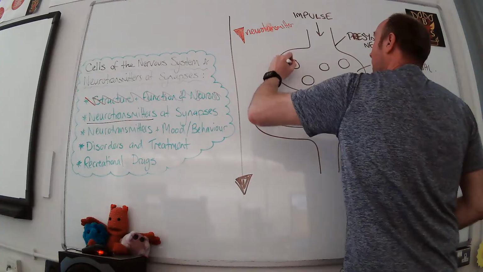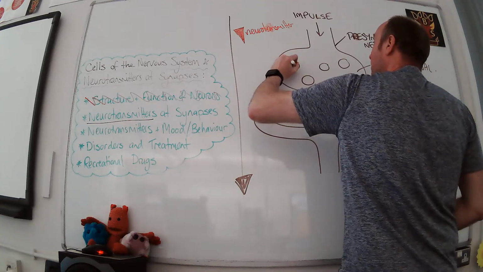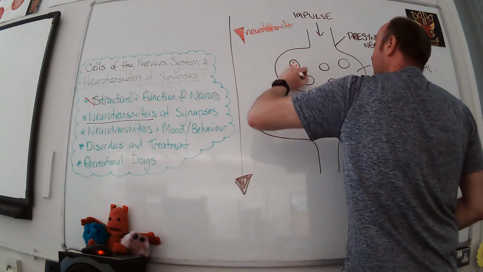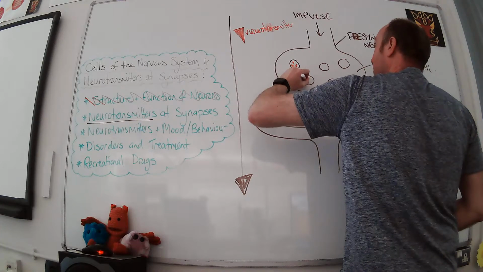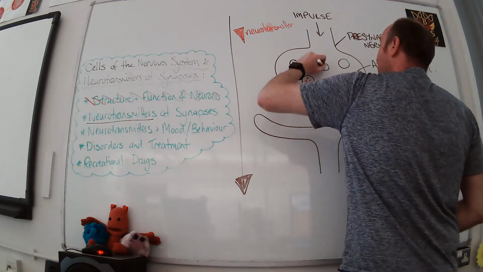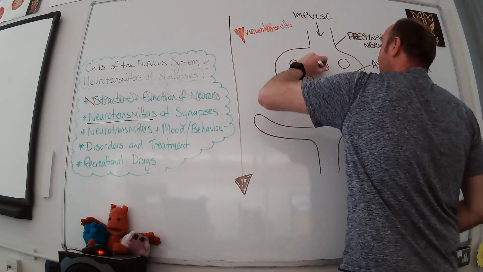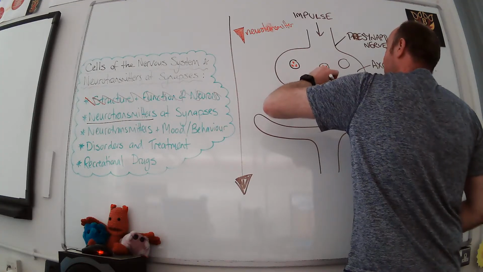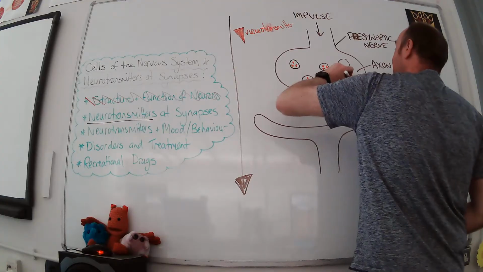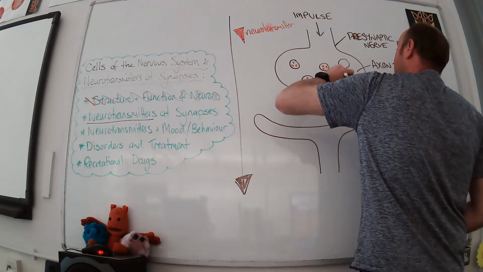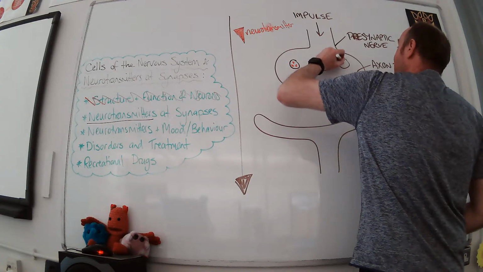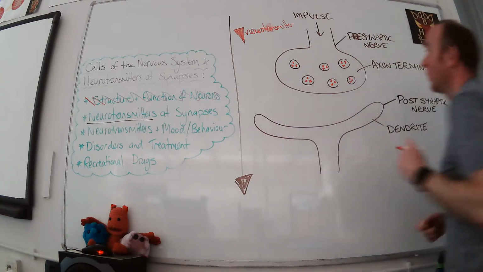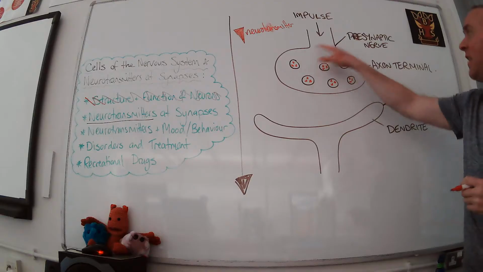So your red triangles are chemicals called neurotransmitters, which spend their time at the moment stored up in vesicles inside the axon terminal, inside the presynaptic nerve, just waiting for the instruction. We'll talk about what that instruction will be in a minute. So they're just sitting there waiting.